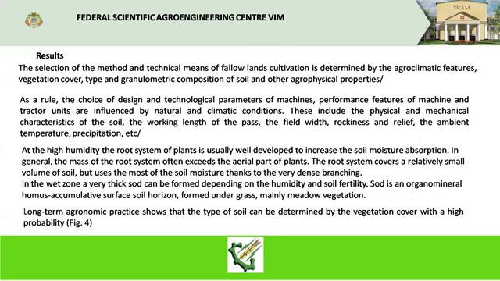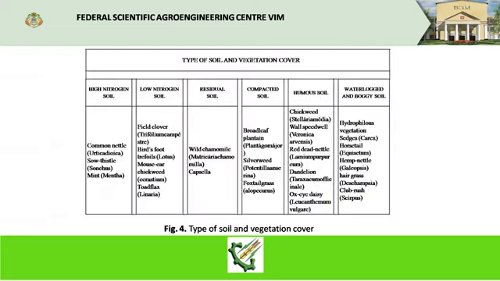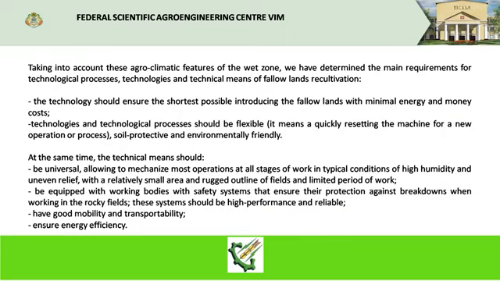Long-term agronomic practice shows that the type of soil can be determined by the vegetation cover with a high probability. Figure 4. Taking into account these agroclimatic features of the wet zone, we have determined the main requirements for technological processes, technologies, and technical means of fallow land cultivation.